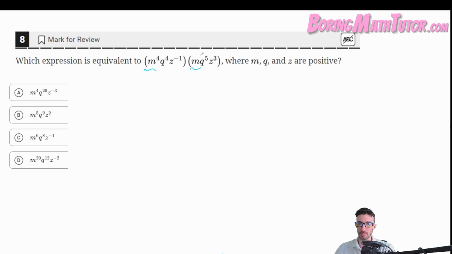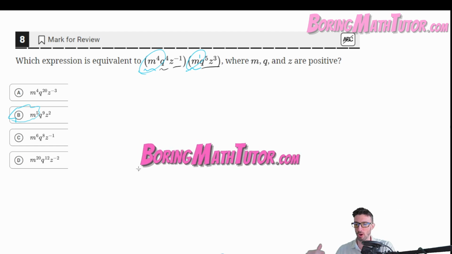M to the 4 times m to the 1. M to the 4 times m to the 1 is m to the 5. Those are the only m's in the problem, and we're done. We don't even have to look at the rest of it because there's no way that any of that other stuff is going to affect the fact that it's got to have m to the 5.